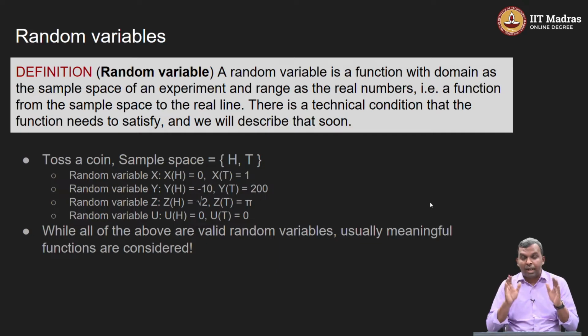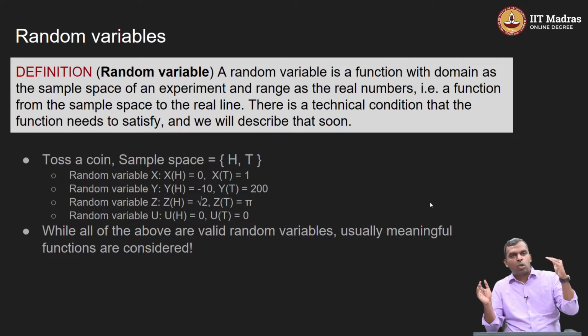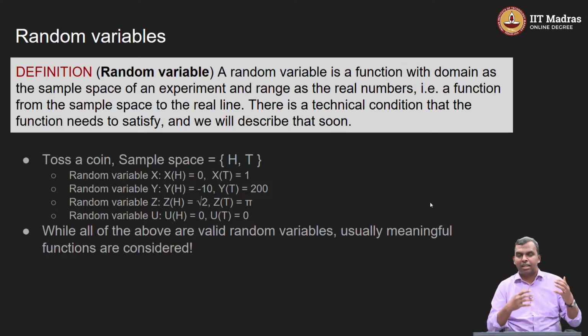Okay. So a random variable is a function from the sample space to the numbers. Okay. So a random variable is going to take an outcome and map it to a number. Okay, so just like the previous example we saw. So that's a random variable. There is a technical condition. I will describe that soon enough. The function needs to satisfy some property, but it's mostly not very important to us.